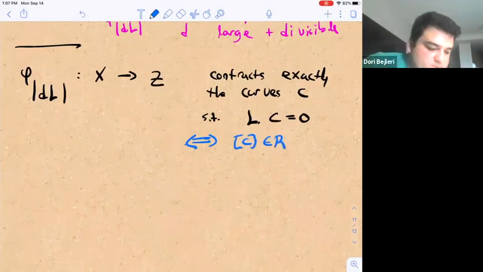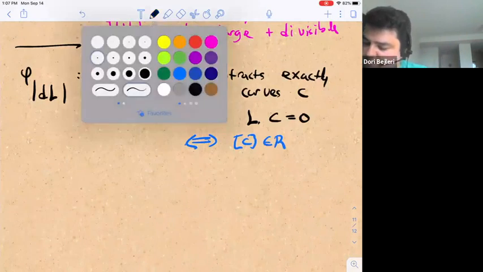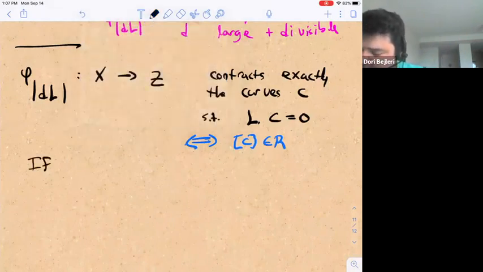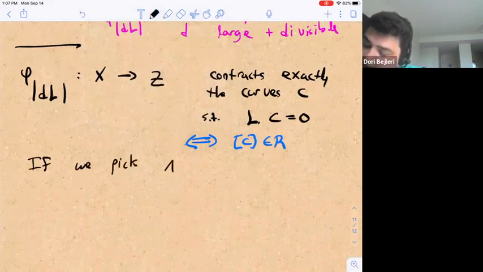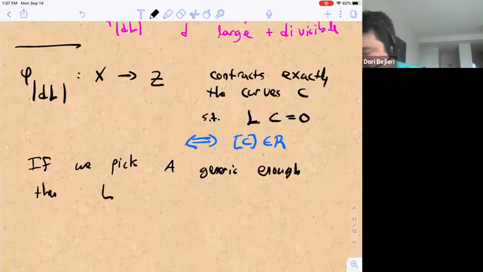Or maybe a collection of rays in general, but here, if we pick a generic enough L to do this process, then this will actually be a single ray rather than some union of rays.